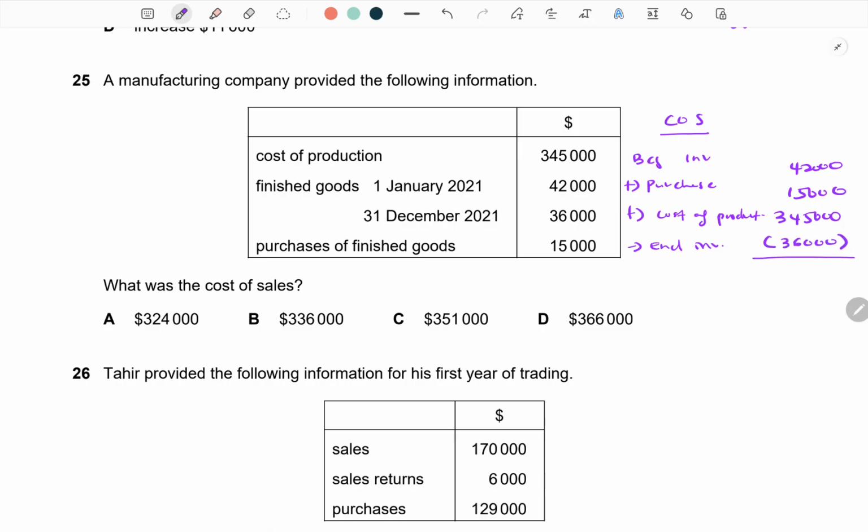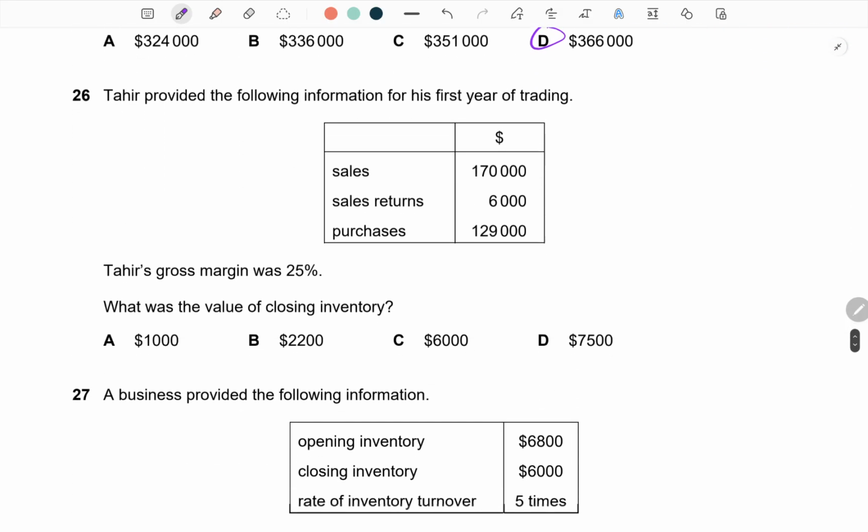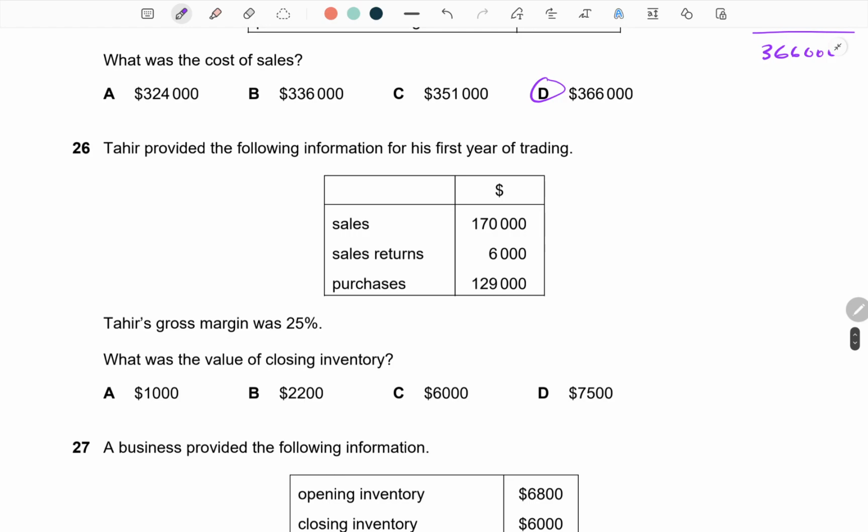Okay, so 42,000 plus 15,000 plus 345,000 and minus 36,000. So equals to 366,000. D. Okay, next, now 26, Tahir provide the following information for his first year of trading.